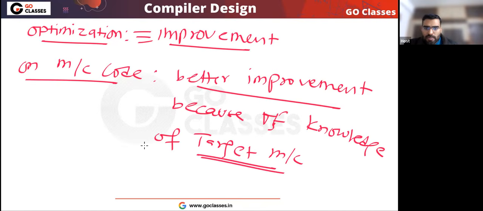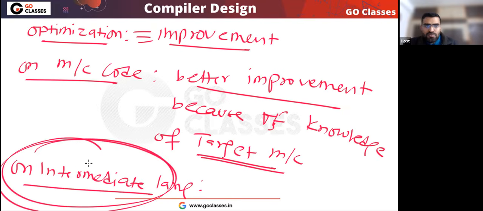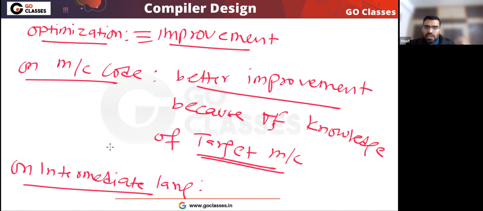See, when you are doing the optimization on the intermediate code, on intermediate language, let me tell you, the optimization is easy. And the optimization we do here on intermediate language, the reason is so that we can reuse. But remember, here we don't have knowledge of the target machine. We don't have, yes or no? Here we don't have info of the target machine.